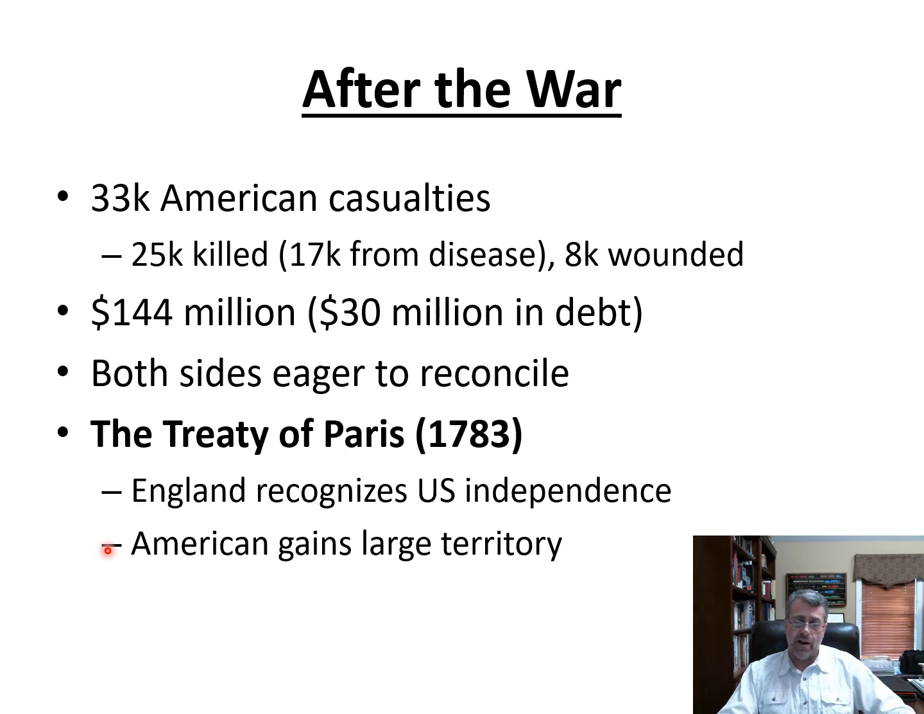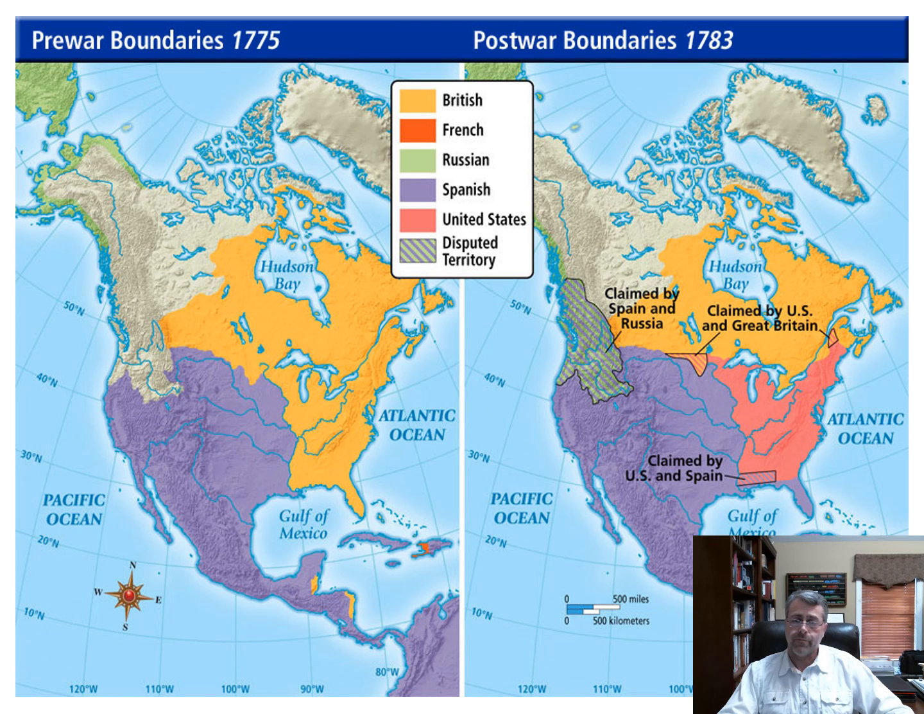And of course, in terms of tangible gains in this war, the Treaty of Paris gives us claim to an enormous amount of territory. Take a look at our map here. Here we have another before and after image. I like these because it really helps you visualize what has taken place in the course of the war. 1775, before the war begins, the British control pretty much the whole eastern half of North America. Everything east of the Mississippi River is British territory.